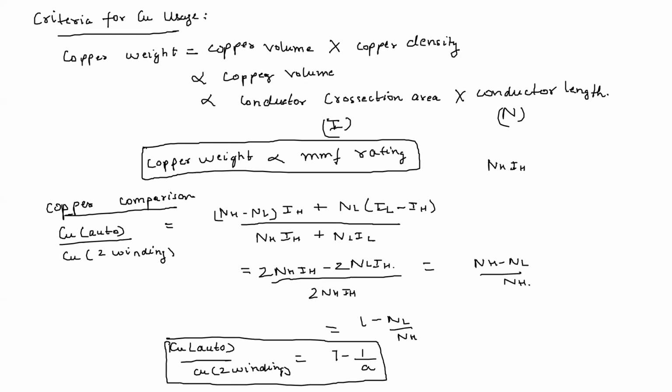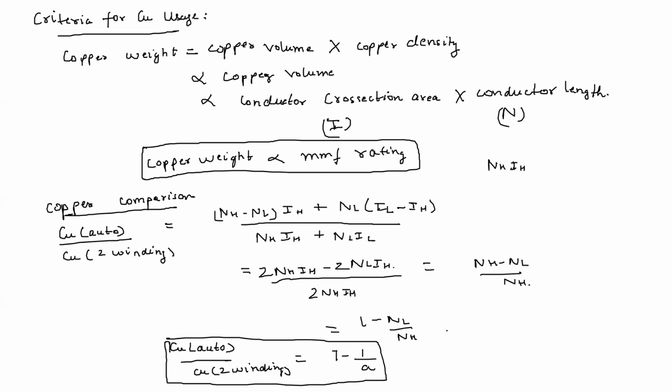Here you will find that the ratio A which I have written will be more than 1. So 1 minus 1 by A is less than 1. This being less than 1 means the copper requirement in the auto transformer is less than the two winding transformer by this ratio.